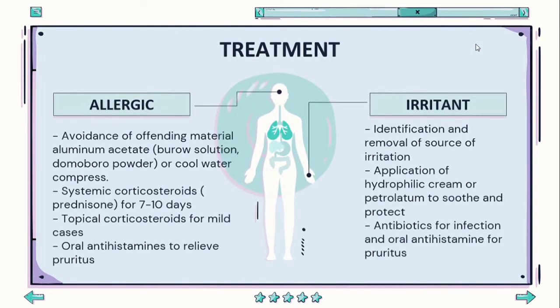These are the treatments for the two types of contact dermatitis. The first one is for allergic contact dermatitis, and the treatments are avoidance of offending material, aluminum acetate, such as boro solution and the Domeboro powder, and also avoid cool water compress.